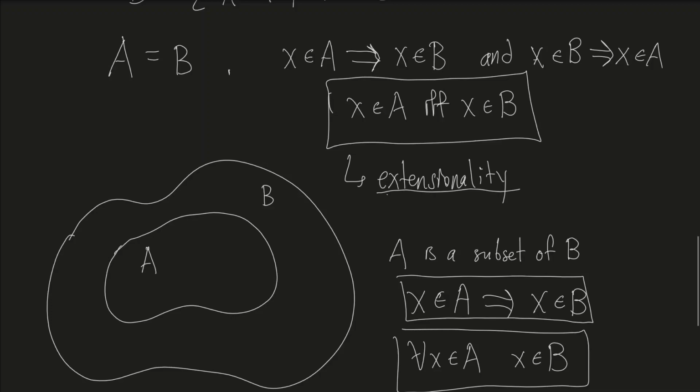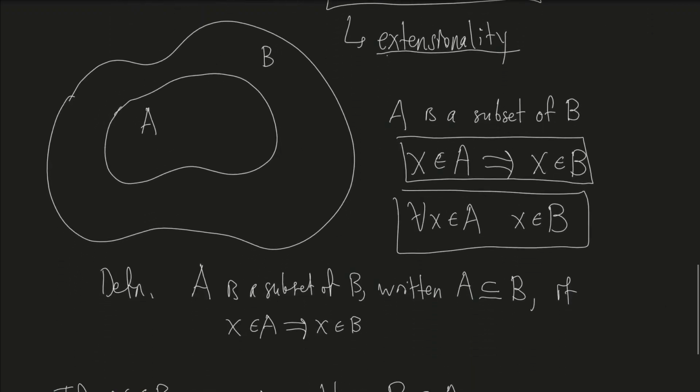Right. And another way of representing that would be to say for all X in A, X is then in B. And these two are equivalent. These are equivalent definitions for saying that A is a subset of B. So this is how we would define A as a subset of B.